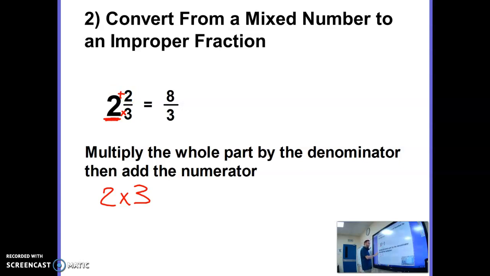Let's just do that again. Multiply the whole part, the 2, by the denominator, the 3, 2 times 3. Then add the numerator. So that gets us 2 times 3 is 6, plus 2 is 8. That gets us the 8. We're dealing with thirds, that doesn't change. 8 over 3. So multiply by the bottom, add the top, keep the denominator the same. Is one way to remember it.